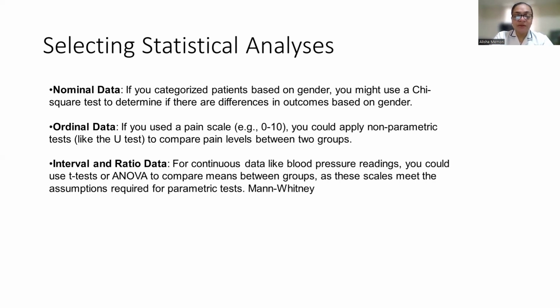Talking about ratio and interval data, we usually use parametric tests like the t-test or ANOVA if the data is normally distributed, or if the outcome measure is a parametric measure. And other than that, we can also use the Mann-Whitney U test if it's a non-parametric measure.